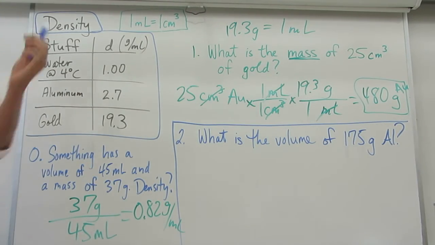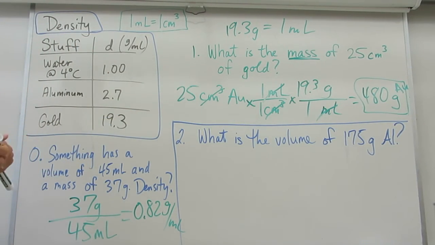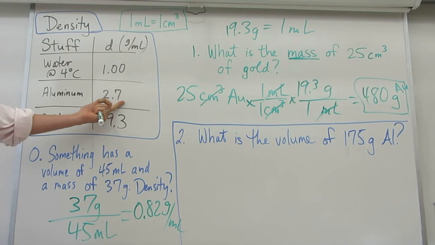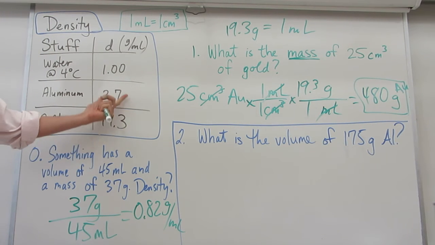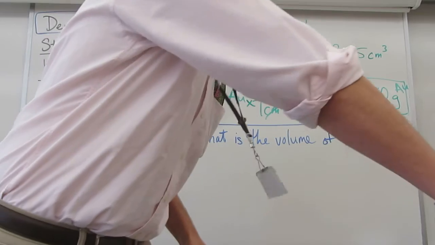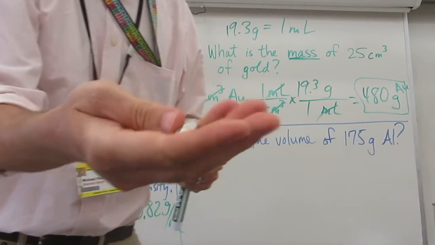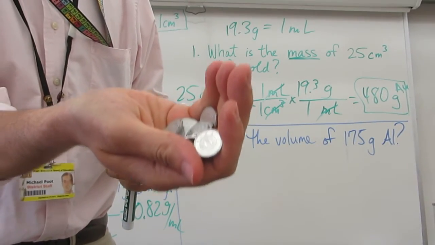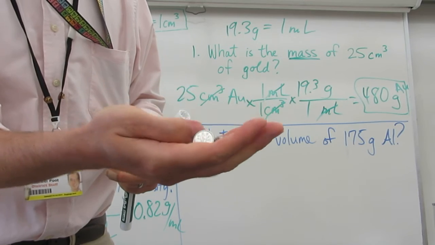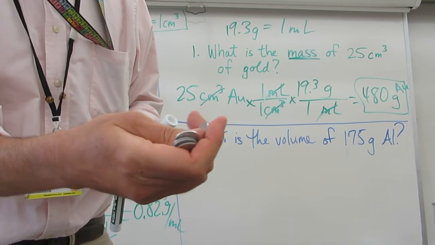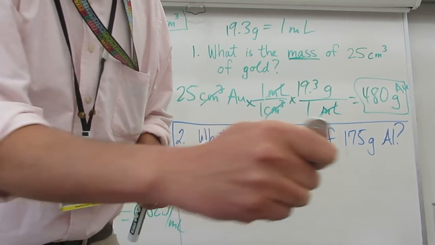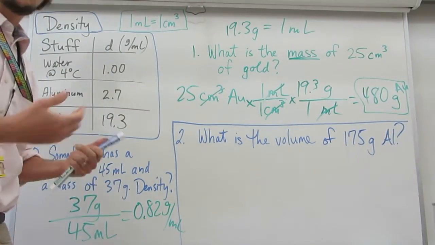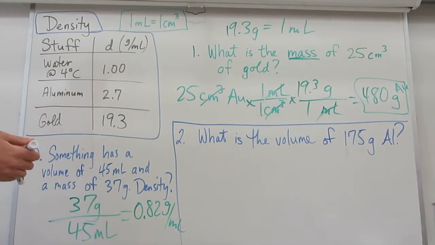All right, and what is the volume of 175 grams of aluminum? We have a density of aluminum. You can see it's much less than the density of gold. I've got some aluminum right here. You've got aluminum in your house. These are Japanese yen, and they're made of aluminum. If you were here, I could point it out to you and you'd tell me it feels like plastic.